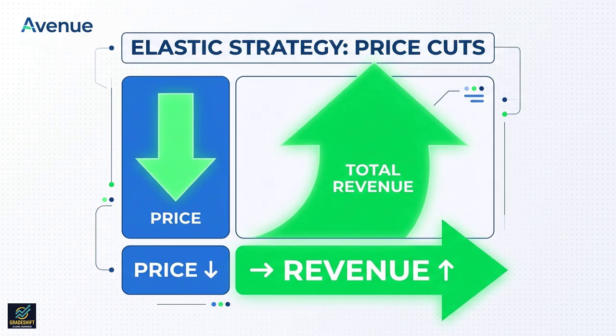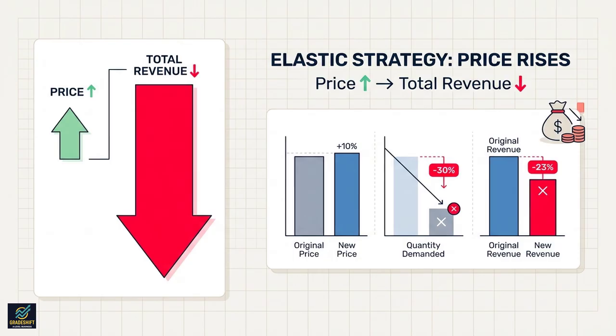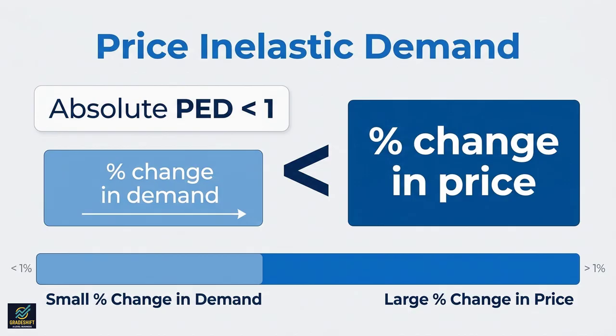For products with price elastic demand, cutting the price is usually a smart move. Because consumers are so responsive, a small price cut will lead to a massive surge in sales, ultimately boosting total revenue. Conversely, raising the price on an elastic product is highly dangerous. A small price increase will cause a mass exodus of customers to rival brands, resulting in a significant drop in total revenue. The second classification is price inelastic demand.